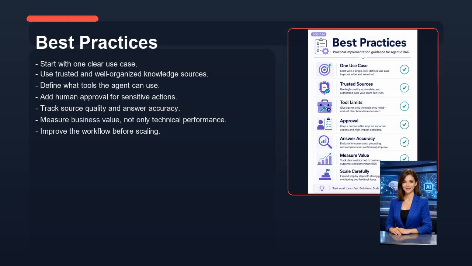Now let's look at best practices. Start with one clear use case. Use trusted and well-organized knowledge sources. Define what tools the agent can use. Add human approval for sensitive actions. Track source quality and answer accuracy. Measure business value, not only technical performance. Improve the workflow before scaling.